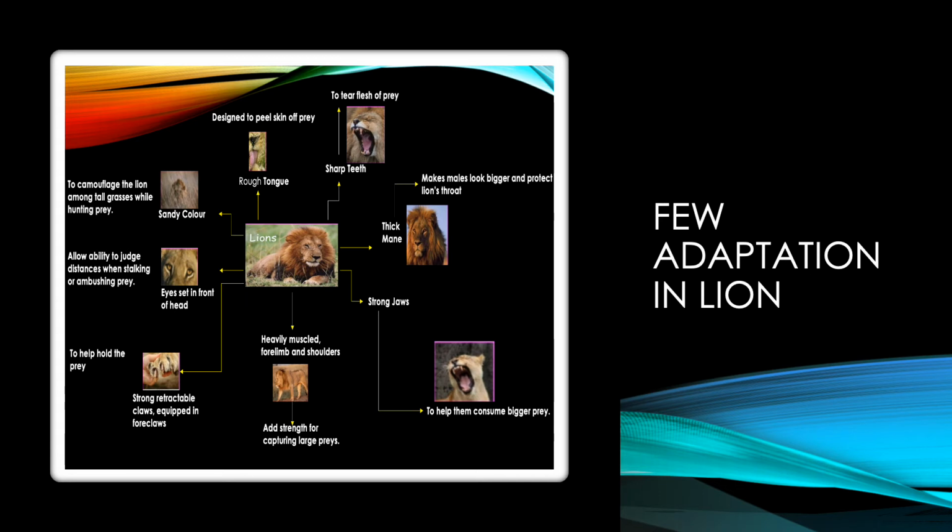Their eyes set in front of the head allow the ability to judge distances when stalking or ambushing. They have a sandy color to camouflage the lion among tall grasses while hunting prey. They have a rough tongue designed to peel the skin of prey. They have sharp teeth to tear the flesh of prey.